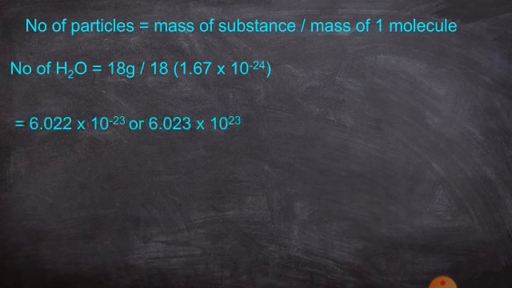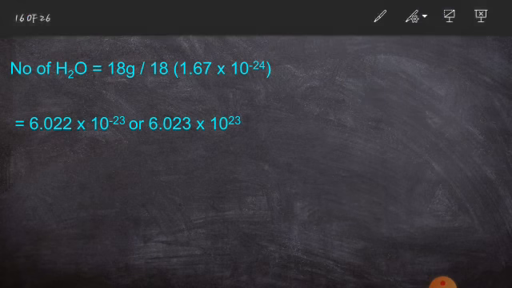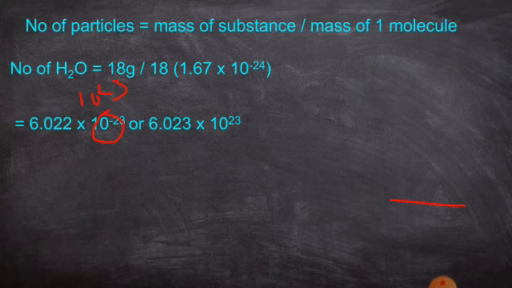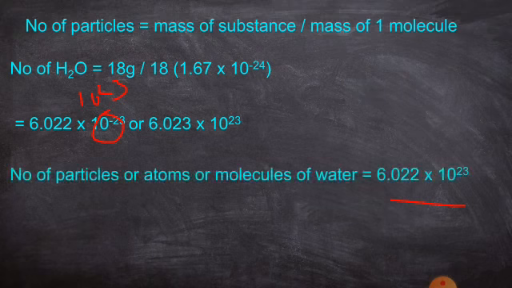Then you have to multiply with the mass of hydrogen, and finally you will get the mass of one molecule. That is equal to 6.022 into 10 to the power of 23, or 6.023 into 10 to the power of 23. It is not minus 23, it is 10 to the power of 23. So the number of particles present in 1 mole of water is 6.022 or 6.023 into 10 to the power of 23.